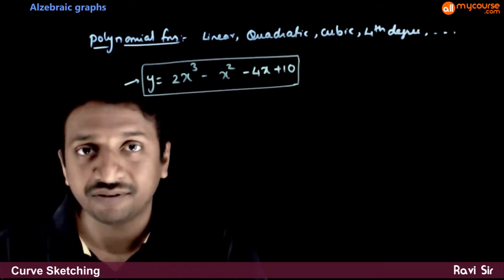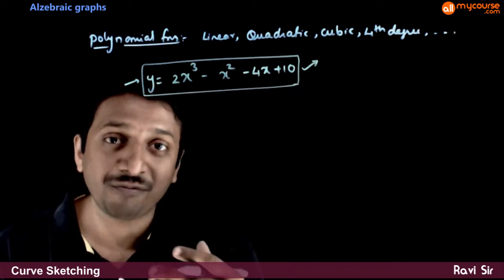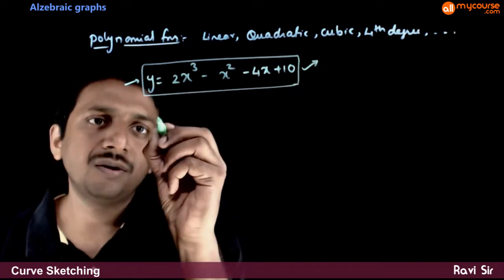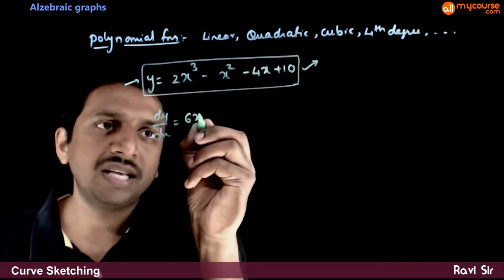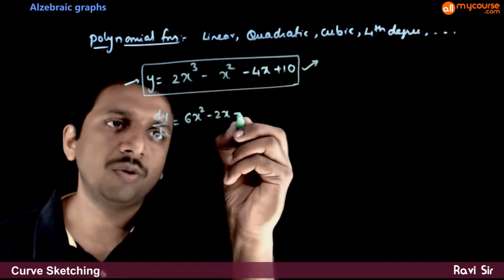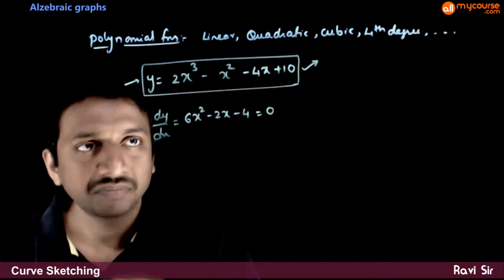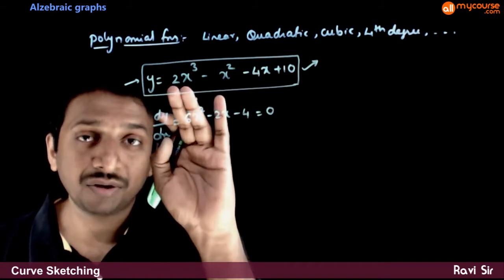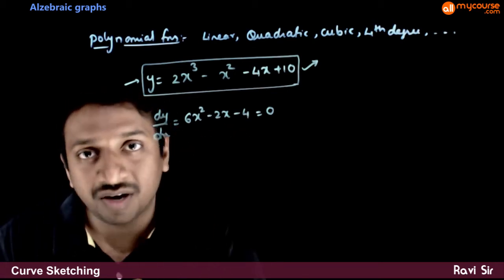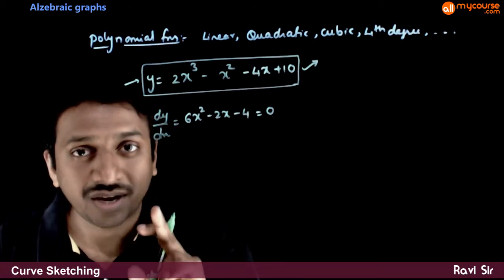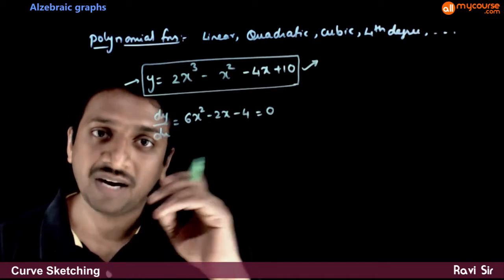Now how do you draw the graph of this? Whenever you have polynomials like this, we use the concept of maxima and minima. So first try to find dy by dx, which is equal to 6x square minus 2x minus 4. Let us equate it to 0, that is, let us say the differentiation of this is equal to 0. Let us see whether this can be factorized or not. That means we are trying to find whether there are values of x where you get maxima and minima.